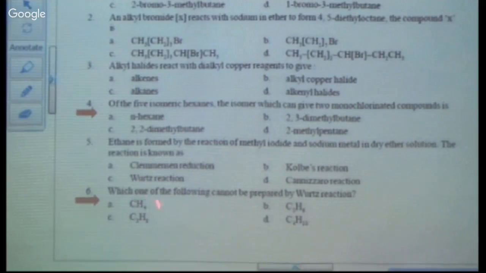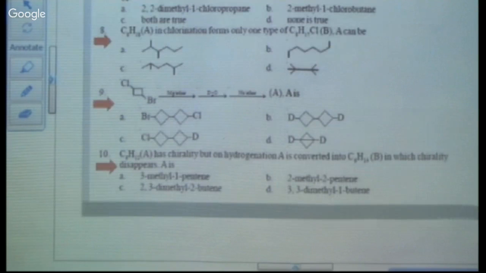Next question. Which one of the following cannot be prepared by Wurtz reaction? CH4 cannot be prepared, and C3H8 also cannot be prepared. This question actually has 2 correct answers. Okay. Next. Next is question number 7.